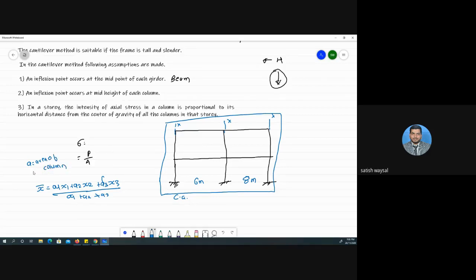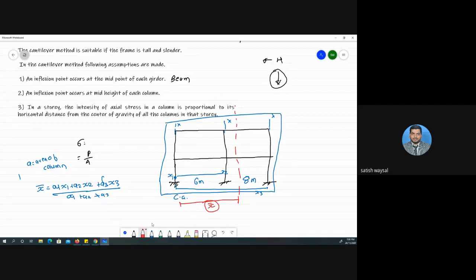If the area of the column is not mentioned, in that case we consider the area of the column as 1 unit. Now x1, x2, x3 mean that we have to locate the CG from the surface. So x1 will be here, x2 is this distance, and x3 is this distance. Once we get x bar, we get the CG of the entire structure, x bar.